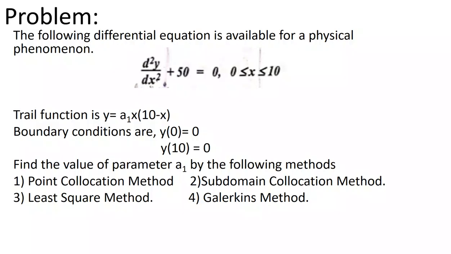By using these four methods, for that physical phenomena, we apply the trial function within the boundary limit of 0 to 10 for each condition, and we want to find the a1 value. That is the variable for the particular location of that particular object. So this is the solving method of the weighted residual problem. These four methods come under the weighted residual method.